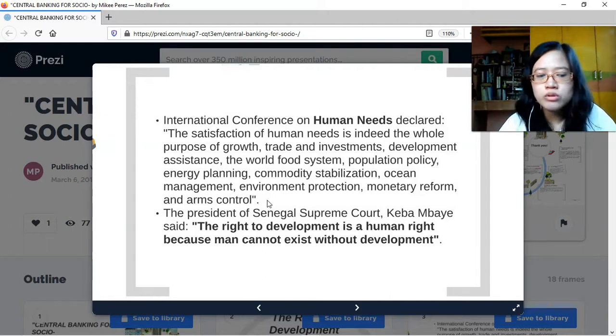in recent years, we're also seeing people reacting to how certain businesses are affecting the environment, climate change, carbon emissions, things like that, and how we owe it to future generations to protect our environment so that they'll be able to enjoy what we've enjoyed in the past. Okay. So you have all these considerations. And then the president of the Senegal Supreme Court said the right to development is a human right because man cannot exist without development. And all the developments were initiated, implemented, and conducted by us humans as well, right?